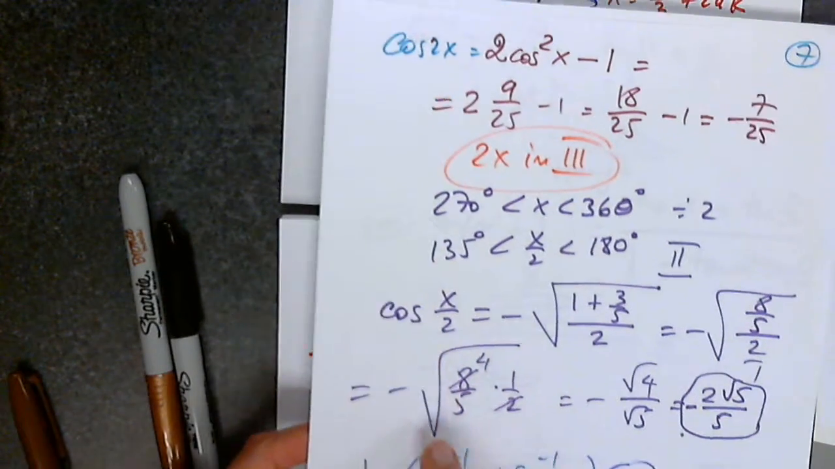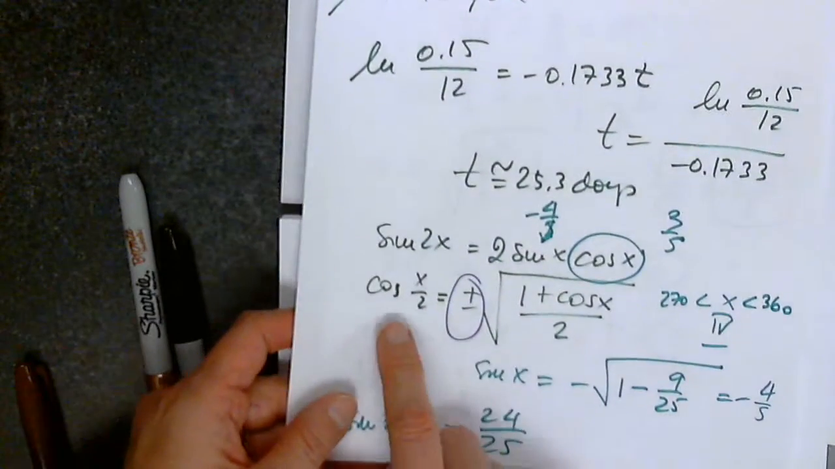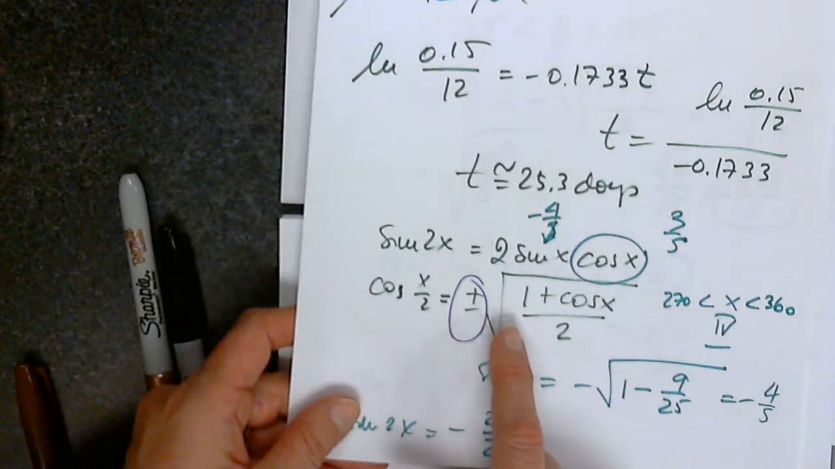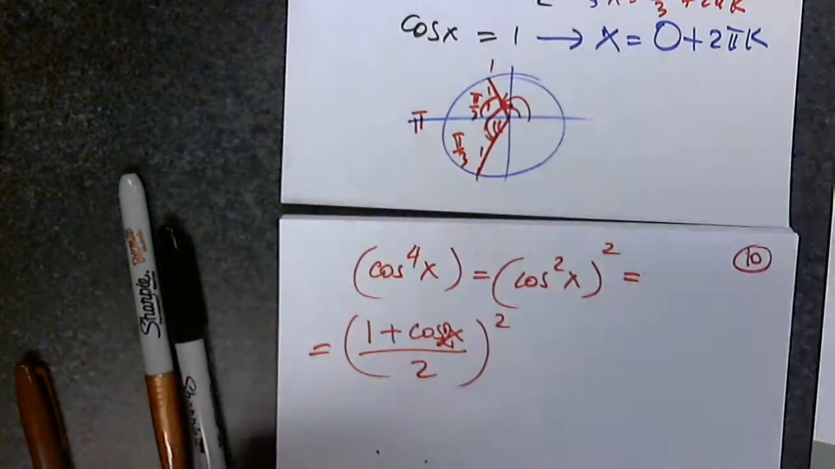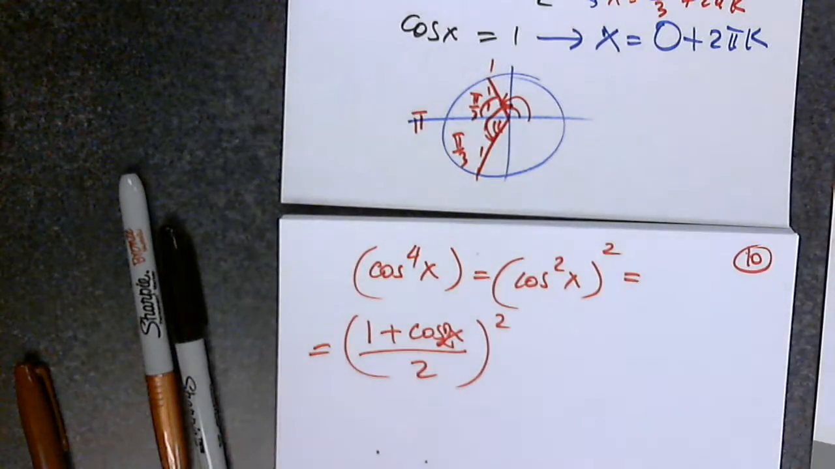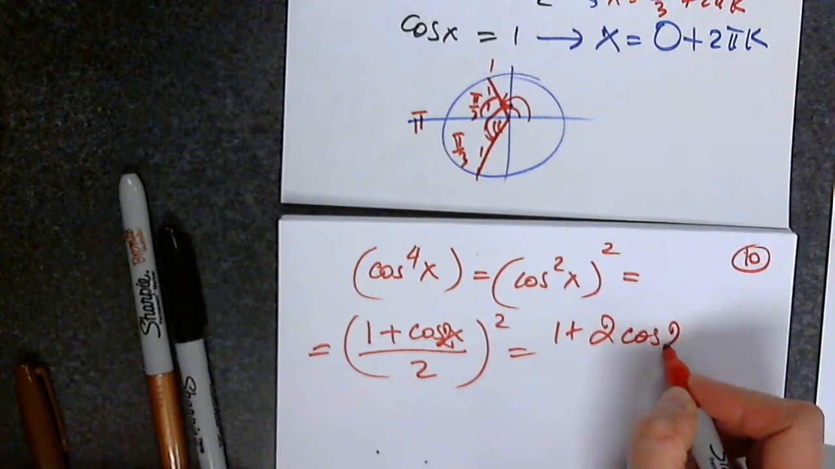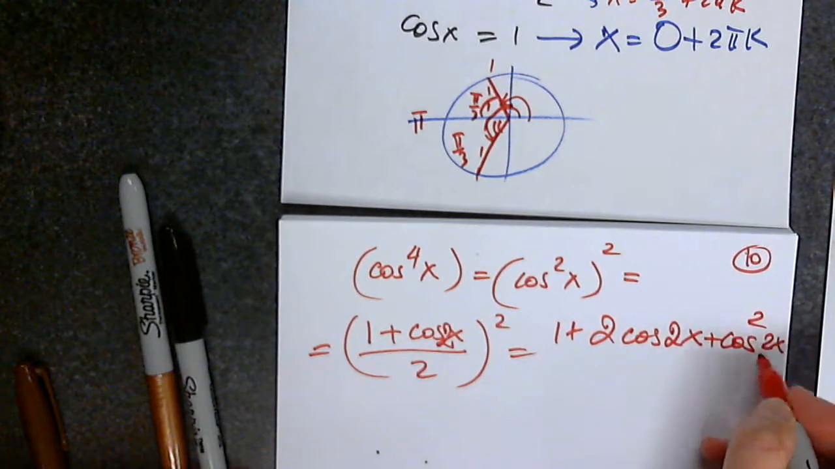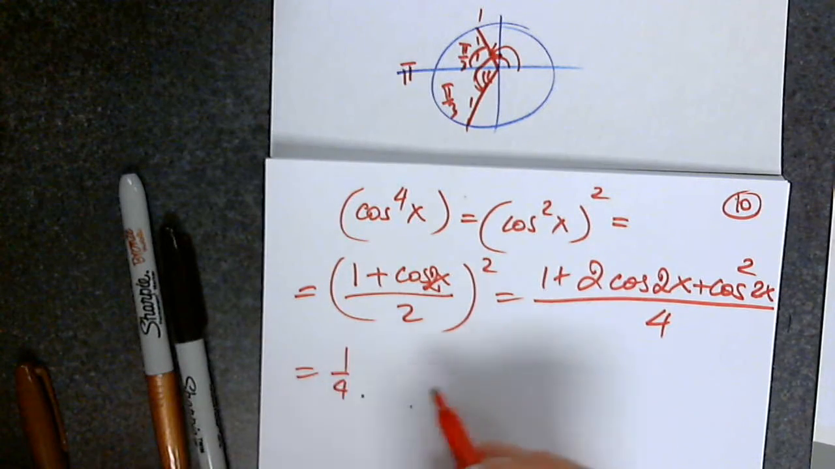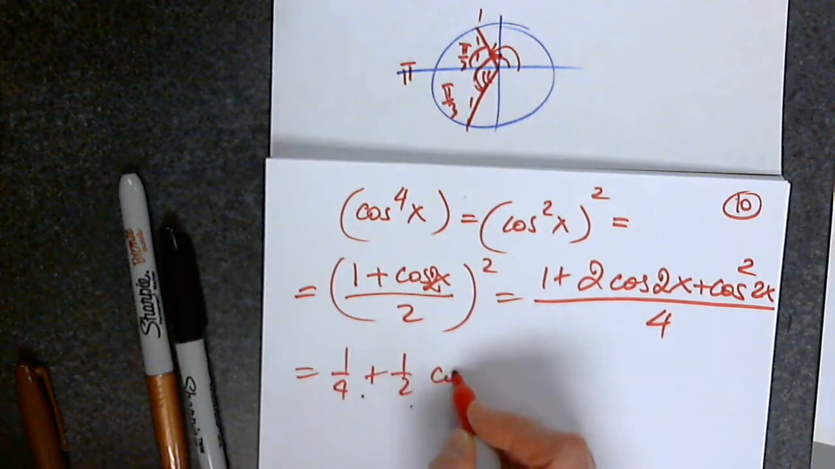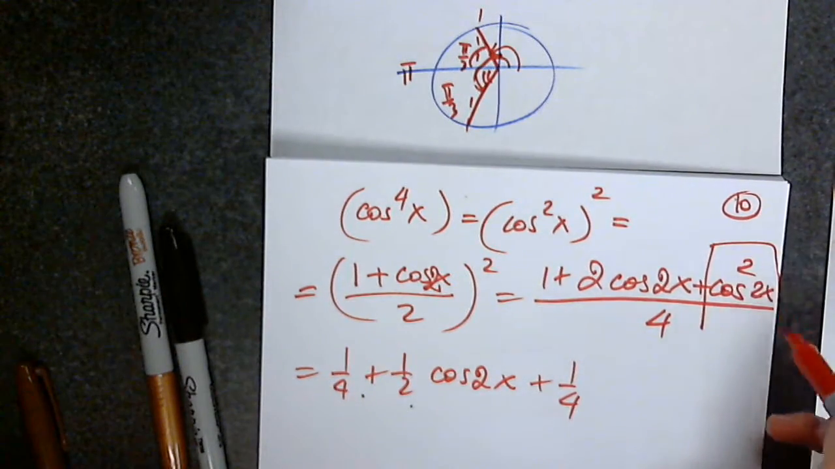Cosine squared of x over 2 is 1 plus cosine x over 2. Same formula. So now we have to write 1 plus the top squared, 1 plus twice cosine 2x plus cosine squared 2x divided by 4. And you did perfectly. You split it into 1/4 plus 1/2 cosine 2x. That was good. Then I have plus 1/4, but now I have to change this.